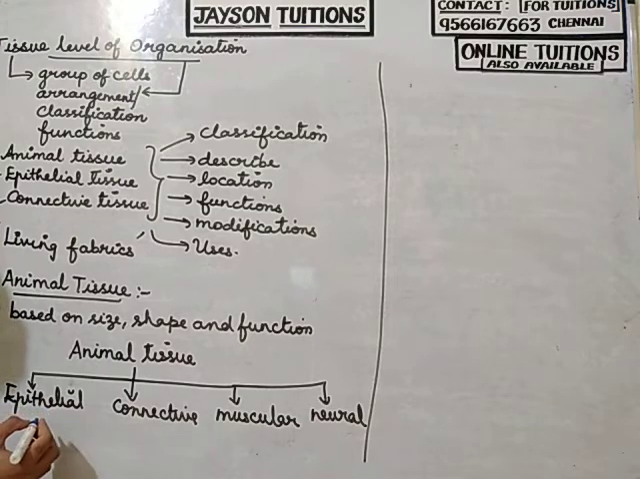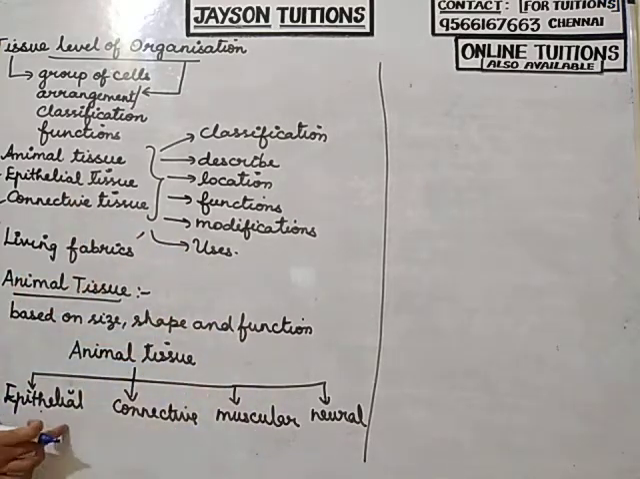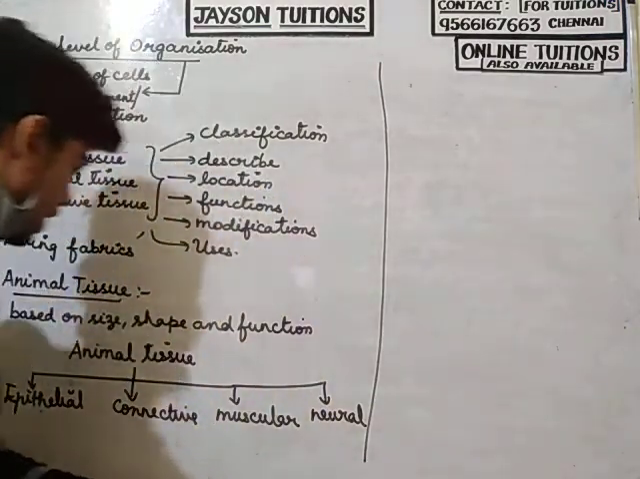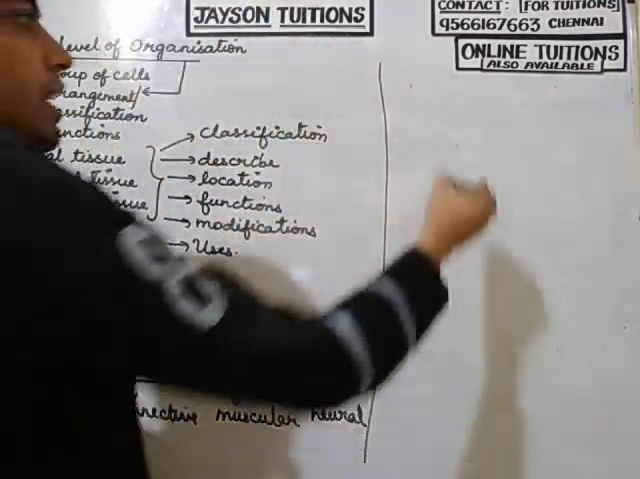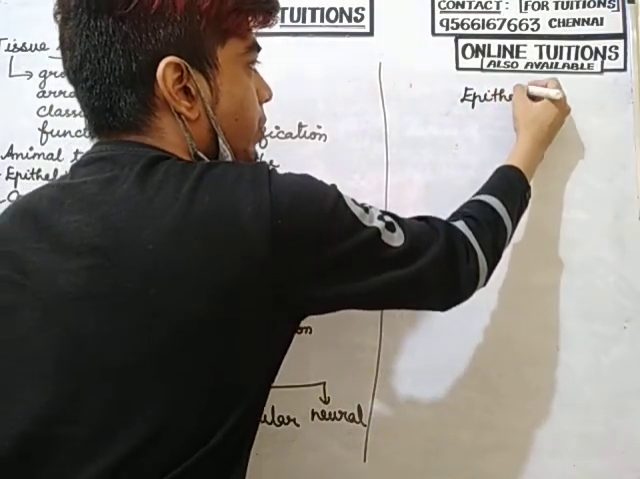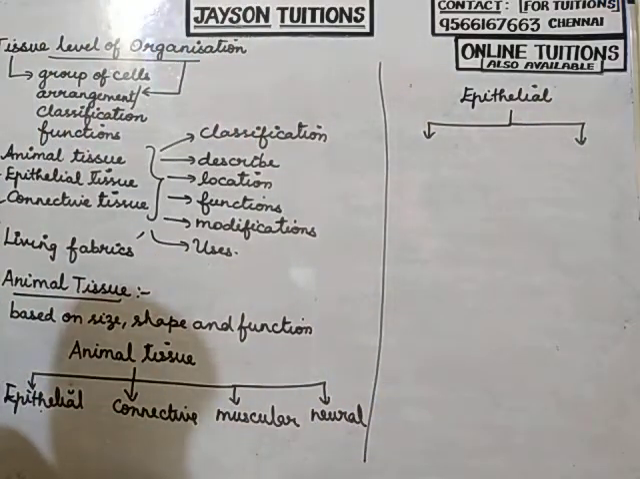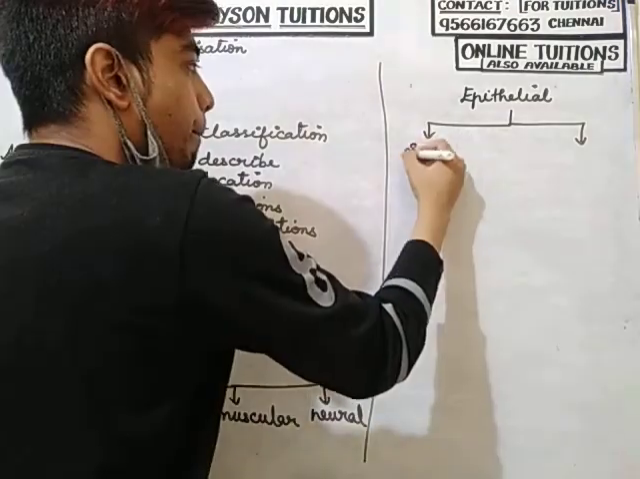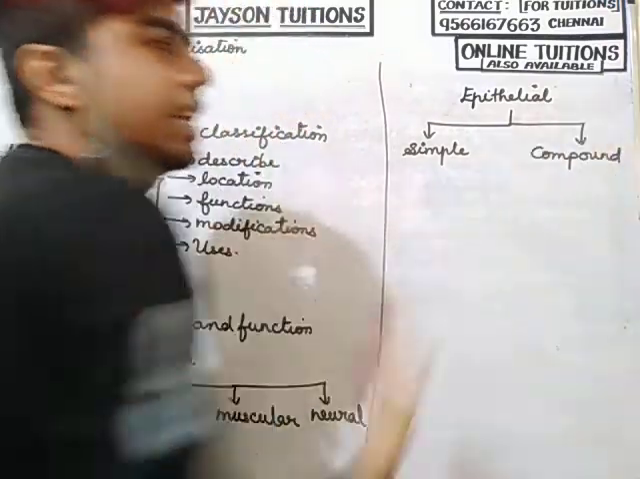So what are animal tissues? Animal tissues we can classify based on the size, shape and function. Animal tissues are divided into four types: epithelial tissue, connective tissue, muscular tissue and neural tissue. The epithelial tissue is divided into two types. One is simple epithelial tissue and the other one is compound epithelial tissue.